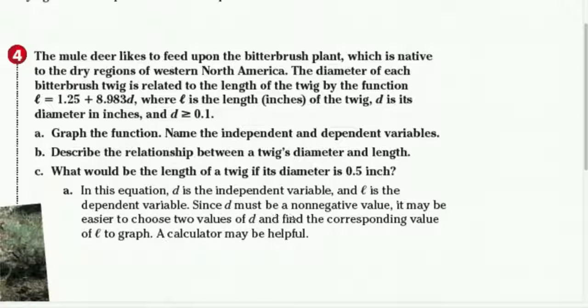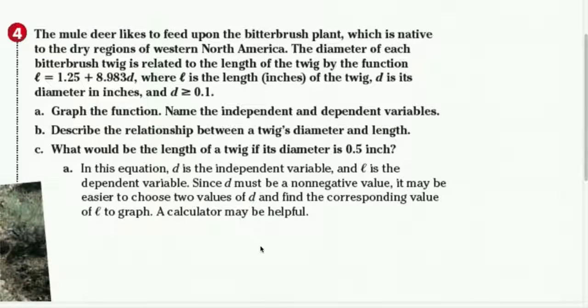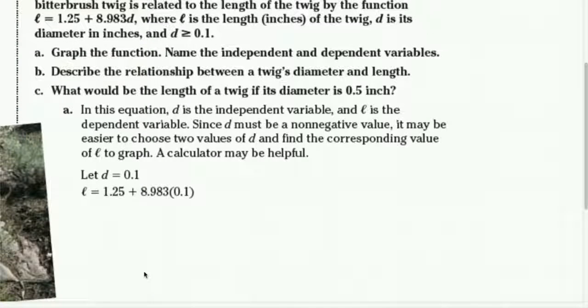Since D must be a non-negative value, it may be easier to choose two values of D and find the corresponding value of L to graph. A calculator might be helpful, so let's do that. So again, let's do our let statement. Let D be equal to 0.1. Why 0.1? Because we want D greater than or equal to 0.1. And L, if D is equal to 0.1, will give us a value of 2.1483 using a calculator.